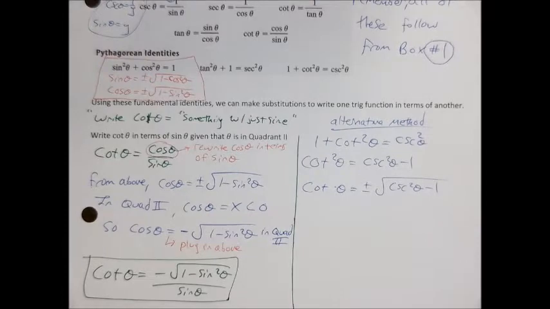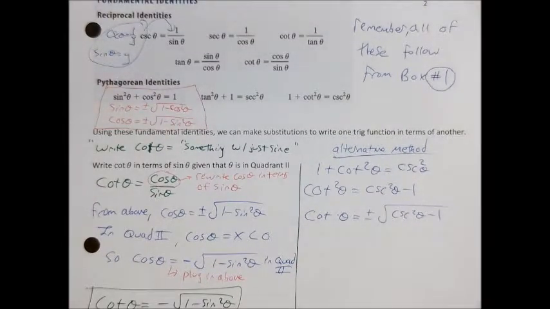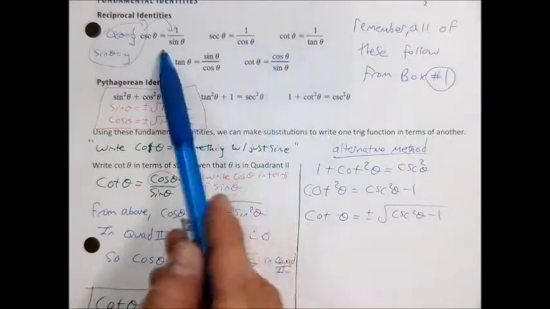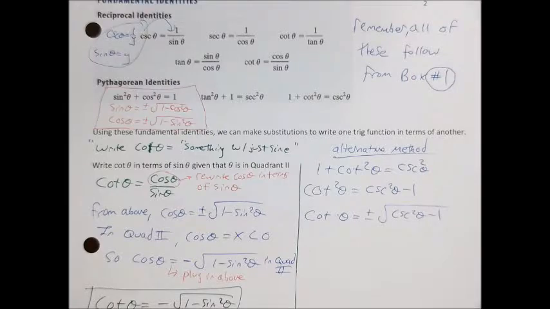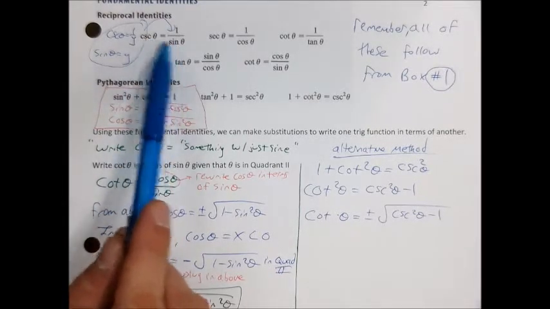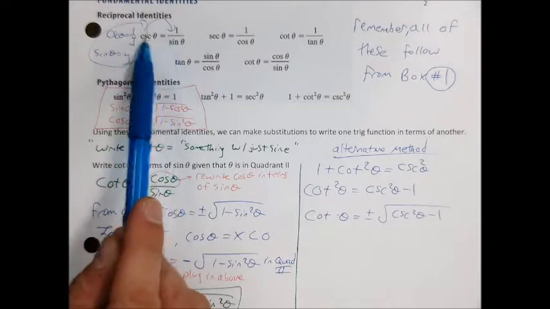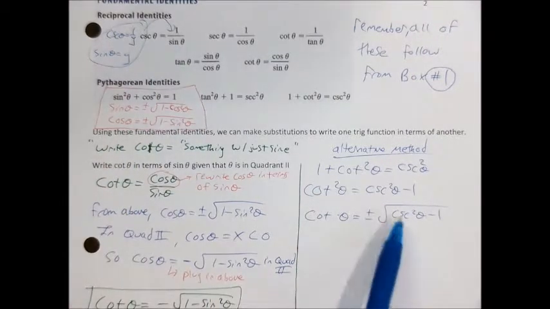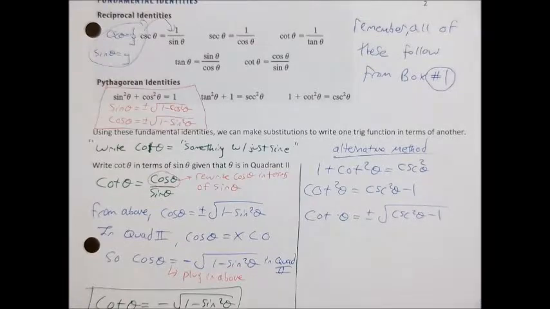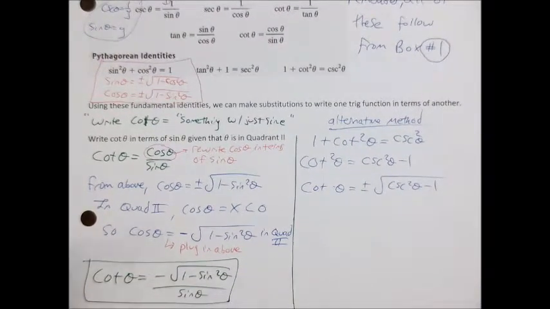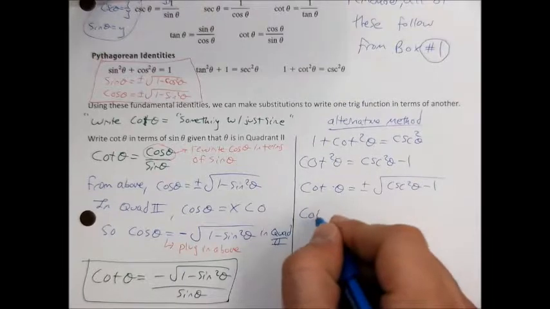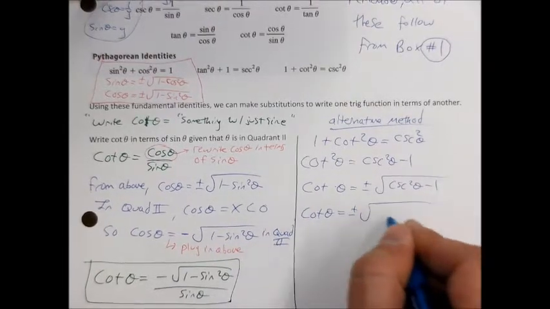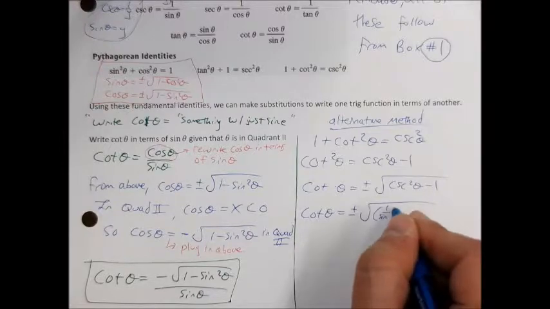One of the other substitutions at the top here lets us change cosecant into sine. How do we change cosecant into sine up at the top? Thoughts? Cosecant equals what? Yeah, so cosecant is 1 over sine, that very first one. And so we can change cosecant squared into 1 over sine squared. We can use that identity from above to write this as cotangent equals plus or minus the square root of 1 over sine squared.